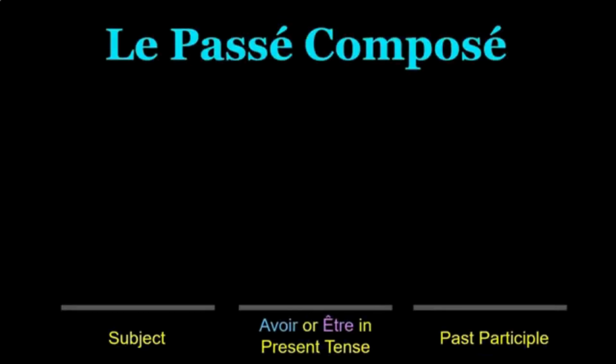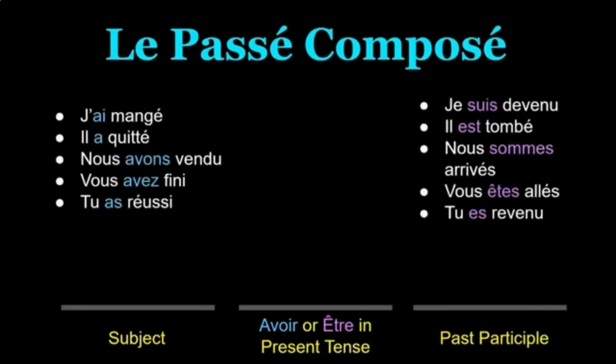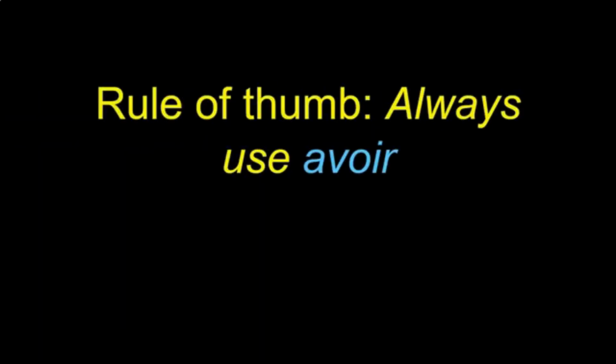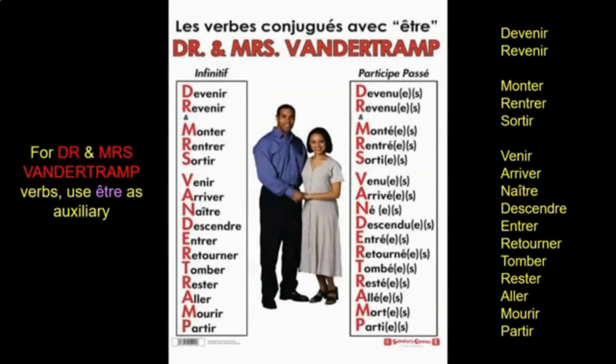So here we have the formula for forming le passé composé. You take your subject, conjugate avoir or être in the present tense, then conjugate your main verb into its past participle. What you're probably asking yourself is, how do I know when to use avoir and when to use être? The rule of thumb is to always use avoir unless the verb falls under the Dr. and Mrs. Vandertramp mnemonic shown here. In this case, these verbs, in which a lot of them refer to movement or a change of setting, you use être as your auxiliary.